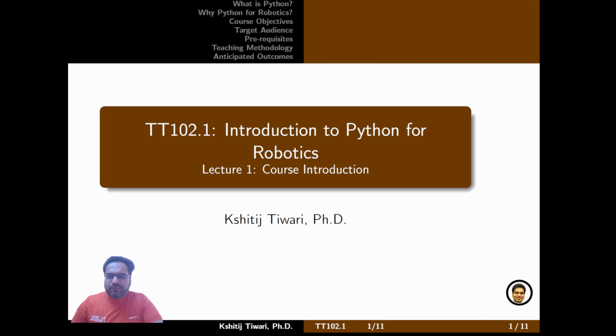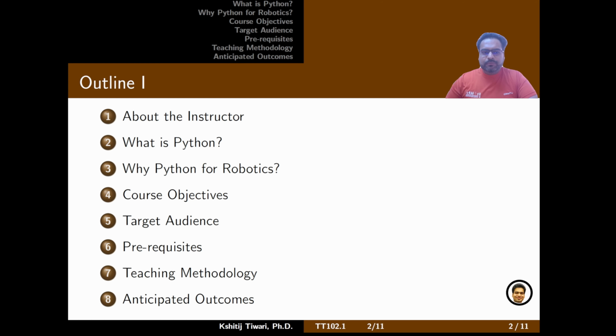In today's lecture, we are kicking off a new lecture series in the TT100 lecture series called TT102, Introduction to Python for Robotics. This is lecture 1 of the lecture series, which is going to be the course introduction and overview. So if you're new here, I'd like to quickly introduce myself as well, and we're going to go over what is Python, why Python for robotics, what are the objectives and the target audience for this course, prerequisites if any, and the teaching methodology and anticipated outcomes for this lecture series.